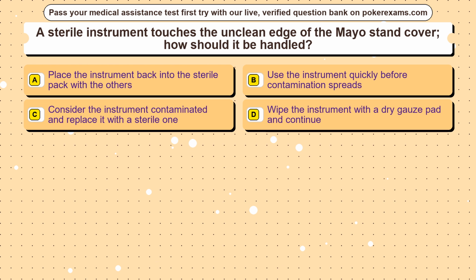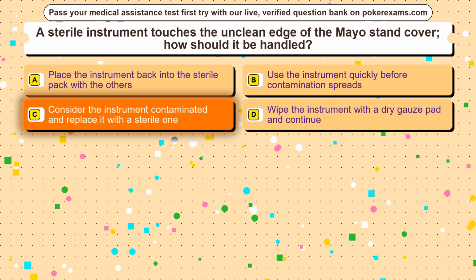Question 78. A sterile instrument touches the unclean edge of the Mayo stand cover. How should it be handled? Option A. Place the instrument back into the sterile pack with the others. Option B. Use the instrument quickly before contamination spreads. Option C. Consider the instrument contaminated and replace it with a sterile one. Option D. Wipe the instrument with a dry gauze pad and continue.